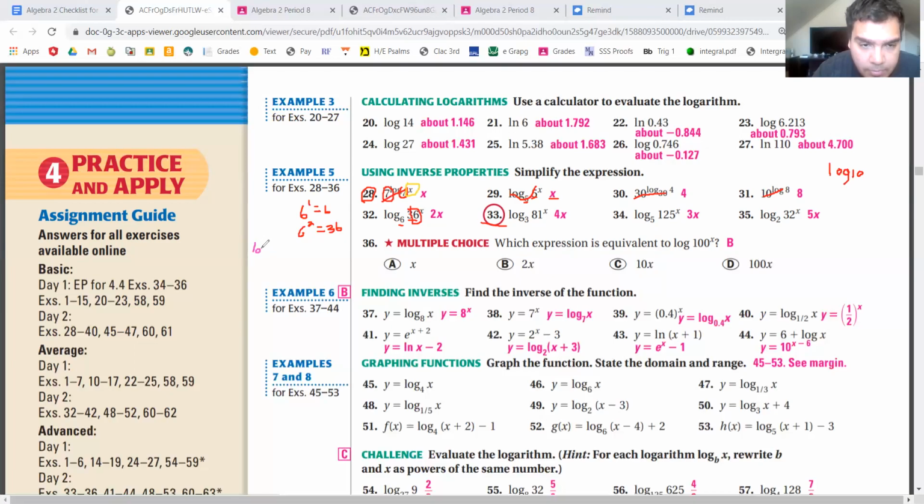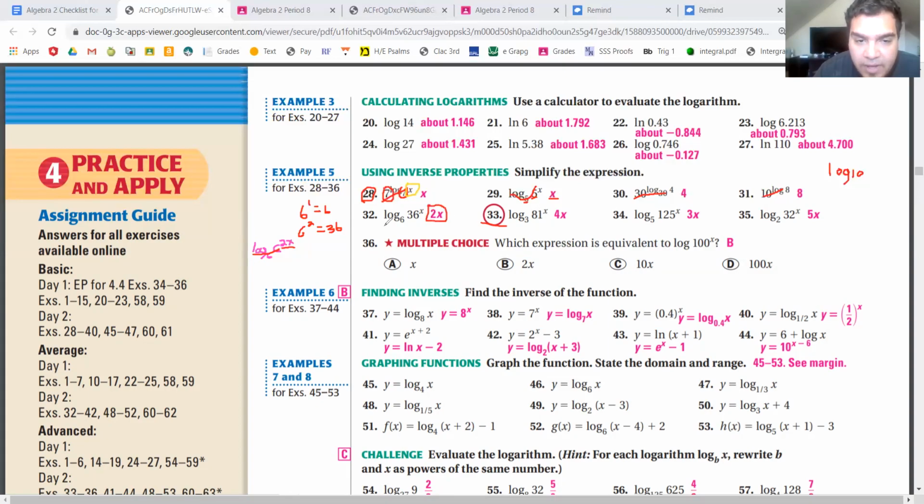Log base 6 of 6 to the second power, and then it's an exponent, right? x is the exponent, so it's 2 times x. Okay? Now since they match, I could just cross out my logs. So a lot of these problems, first check, do they match? And if they do match, you could cross it off. And then what you're left with is 2x.